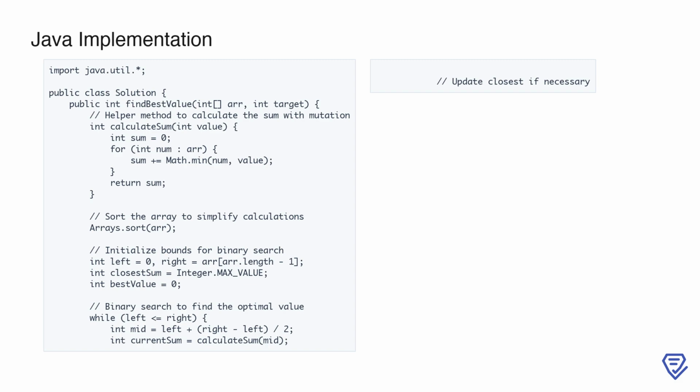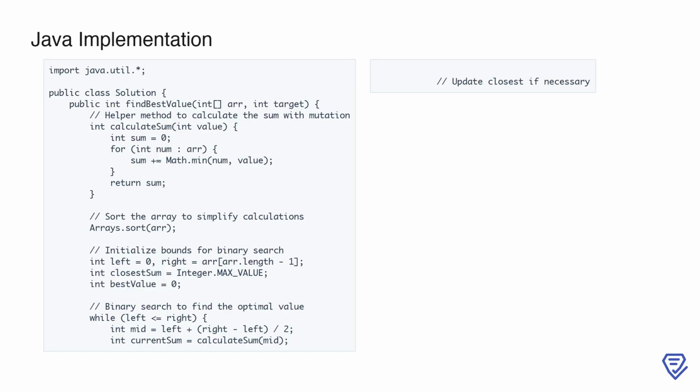Next, we sort the input array to simplify our calculations later, particularly when determining bounds for our binary search. After sorting, we initialize two variables, left and right, which represent the bounds for our binary search. The left starts at 0, and the right is set to the largest value in the array. We also declare two variables, closest sum and best value. These will help us keep track of the closest sum to the target and the corresponding value that produces this sum.